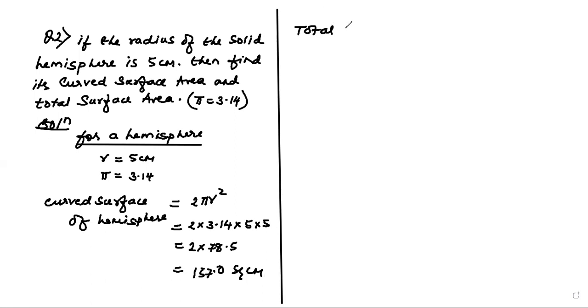Now, how will I get total surface area? The second part of the question, total surface area. The total surface area is 3 pi r square: one curved surface, 2 pi r square, plus the round base surface, pi r square. 2 pi r square plus pi r square is 3 pi r square. So this should become 3 into 3.14 into 5 into 5. It's so simple.